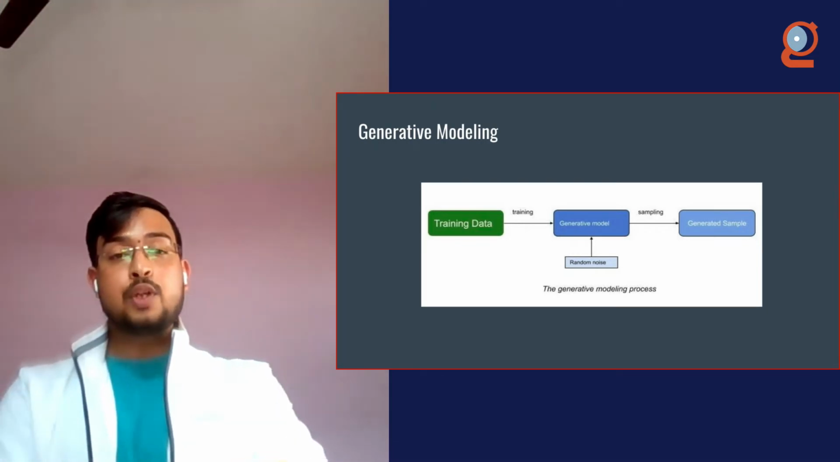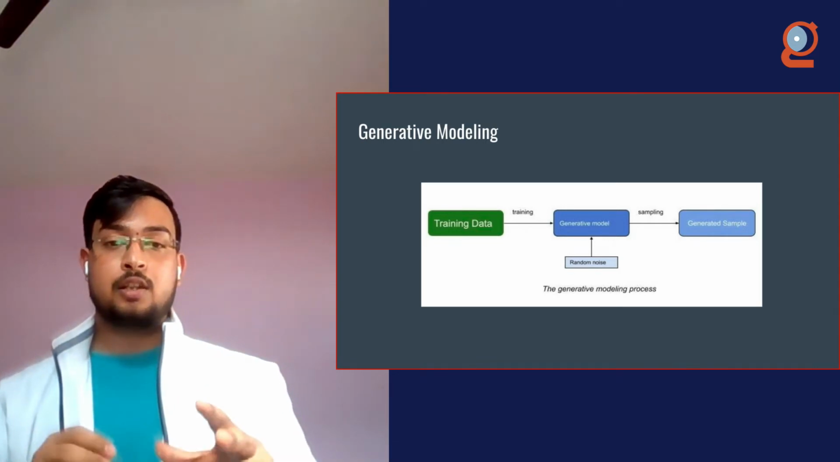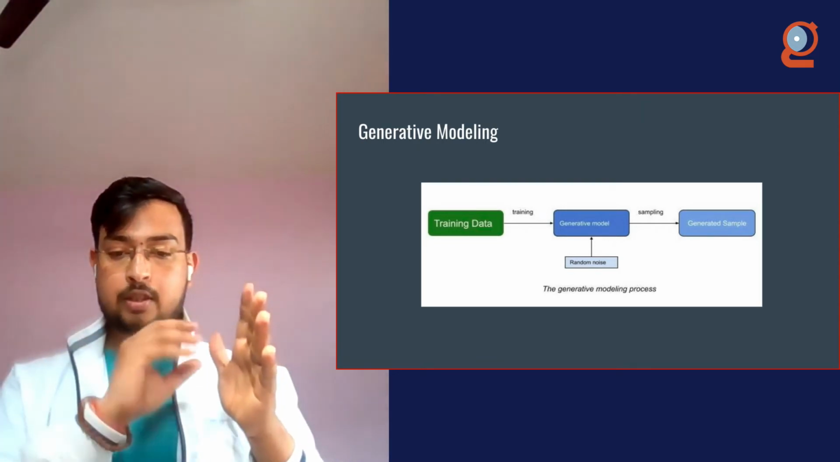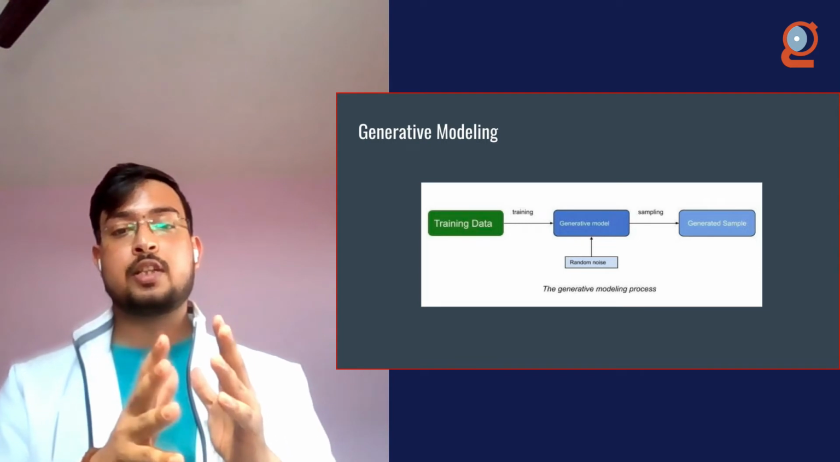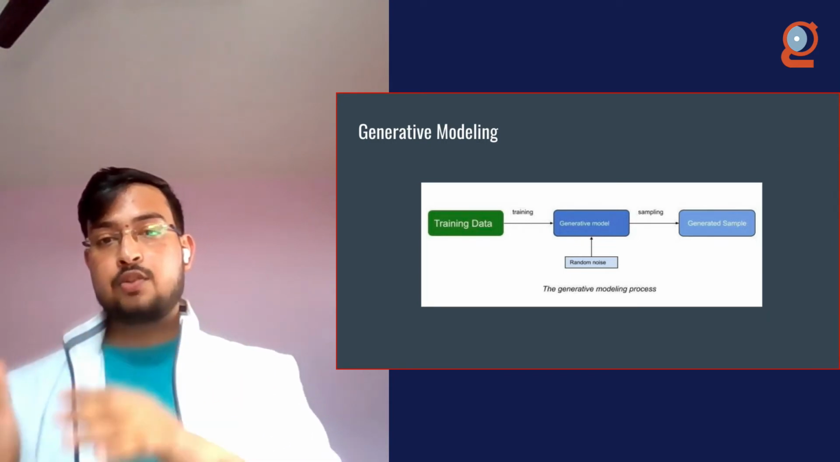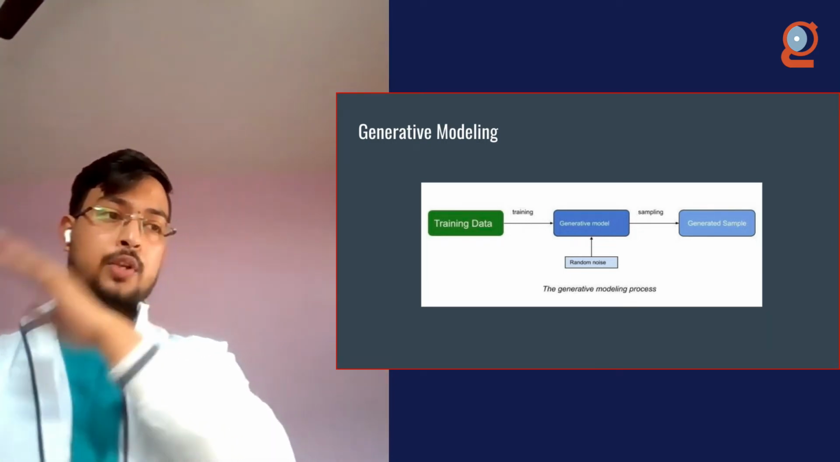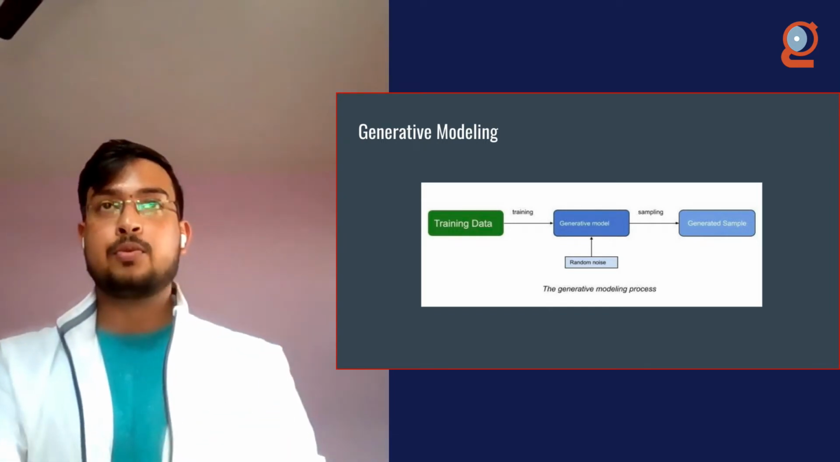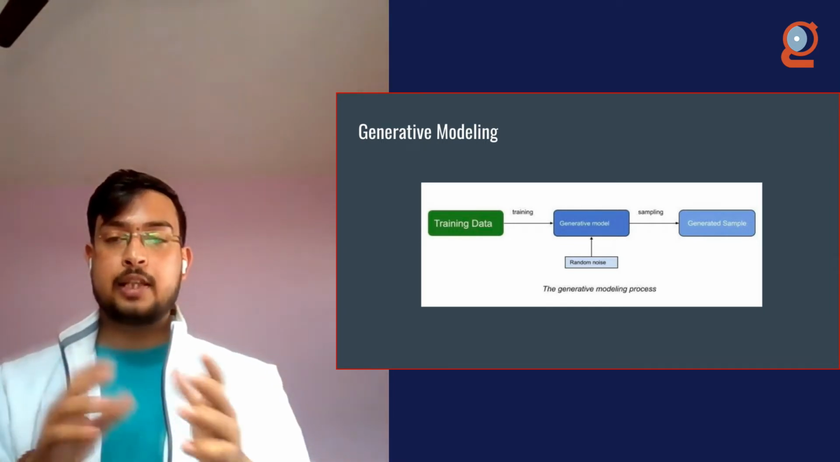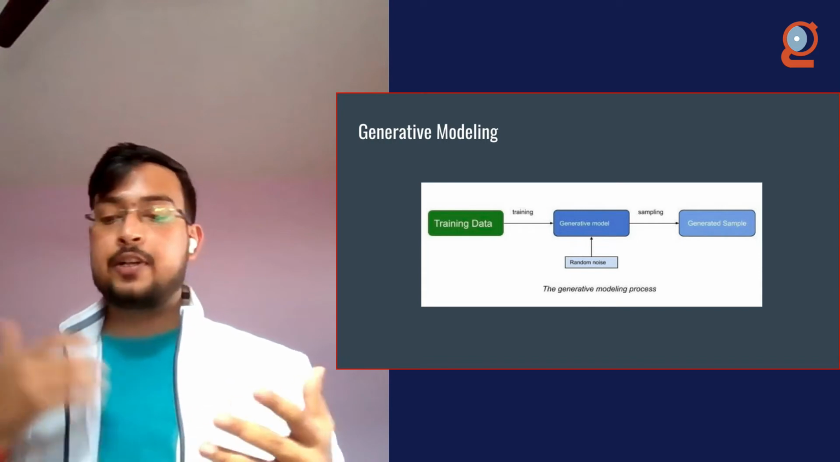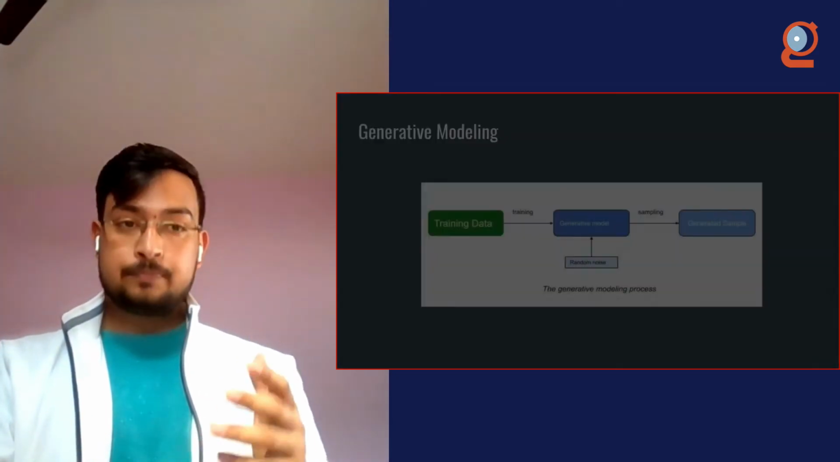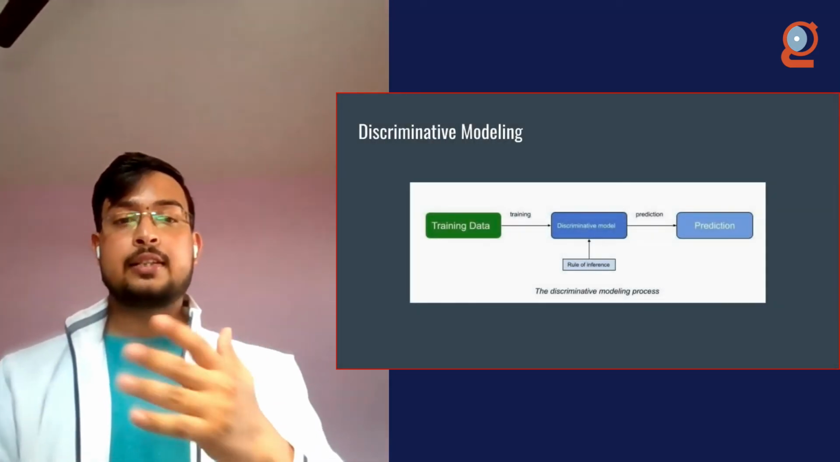So what this random noise does is it takes the picture and introduces variations in it. Then the generated picture is sent to a discriminator, which we'll learn about more. And then the discriminator tries to understand if it's real or fake. So discriminative modeling is something like this.